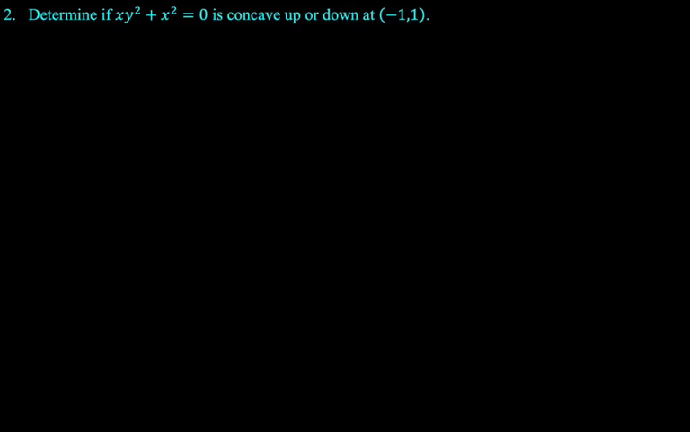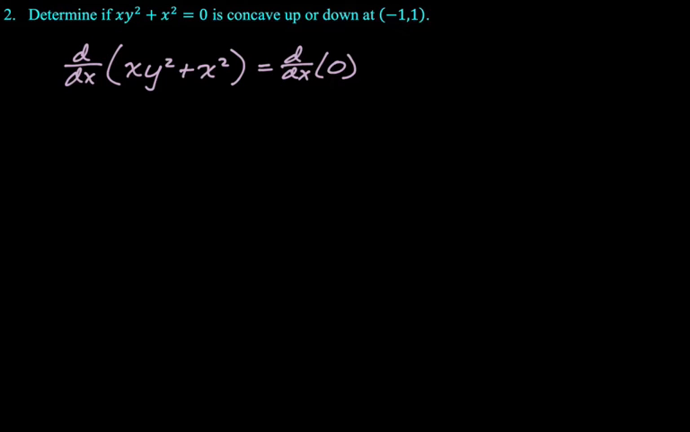Next up, determine if x times y squared plus x squared equals 0 is concave up or down at (-1, 1). So we're going to need the second derivative. And like, will this be messy? I don't really know. So here goes. We're going to find the derivative with respect to x of both sides. So x times y squared requires the product rule. So we're going to go x times 2y dy/dx plus y squared times 1, and then just plus 2x. Derivative of 0 is obviously 0.